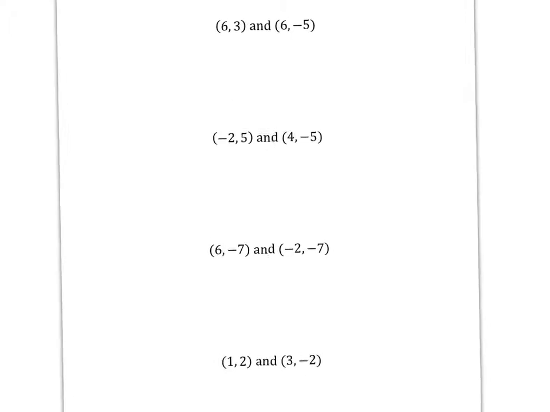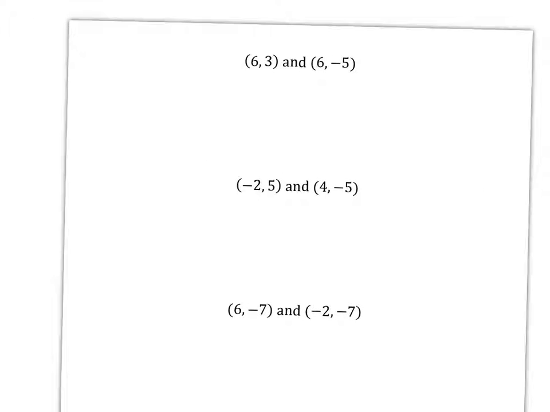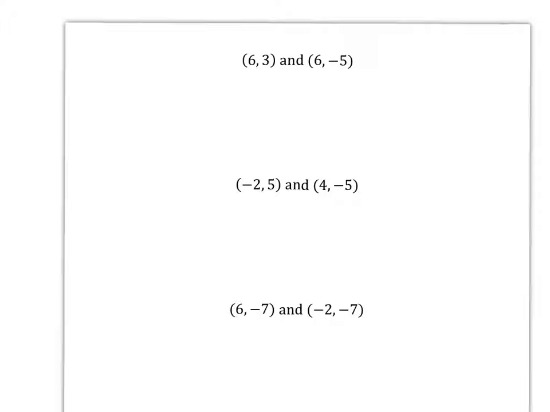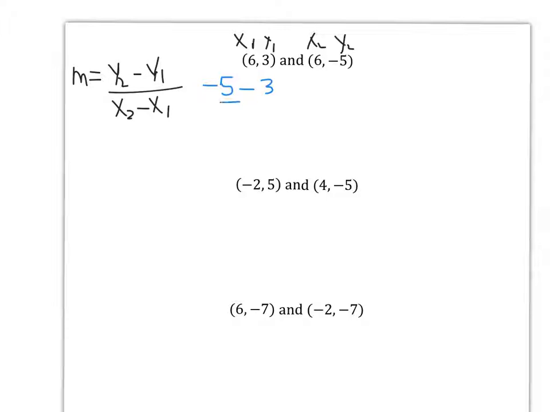Let's take a look at a few more examples. So let's recall here. The formula again is m equals y2 minus y1 over x2 minus x1. So I'm going to go ahead and label x1, y1, x2, y2. And now using the formula, I get negative 5 minus 3 over 6 minus 6.